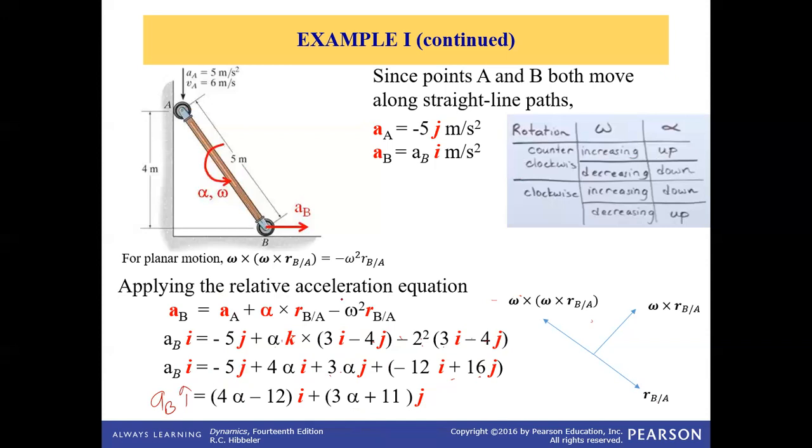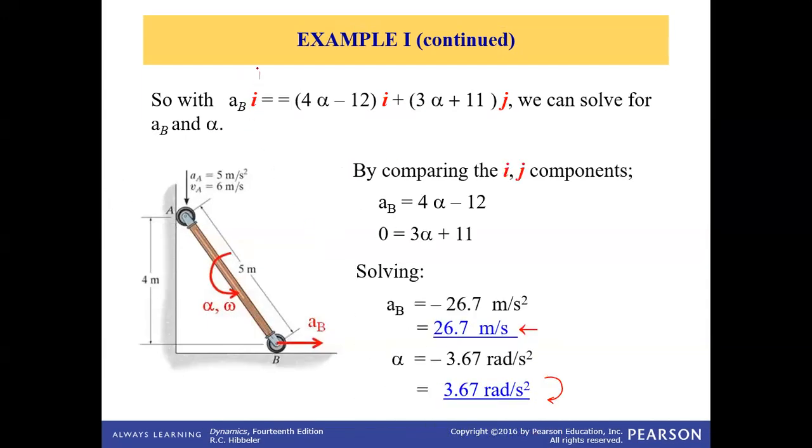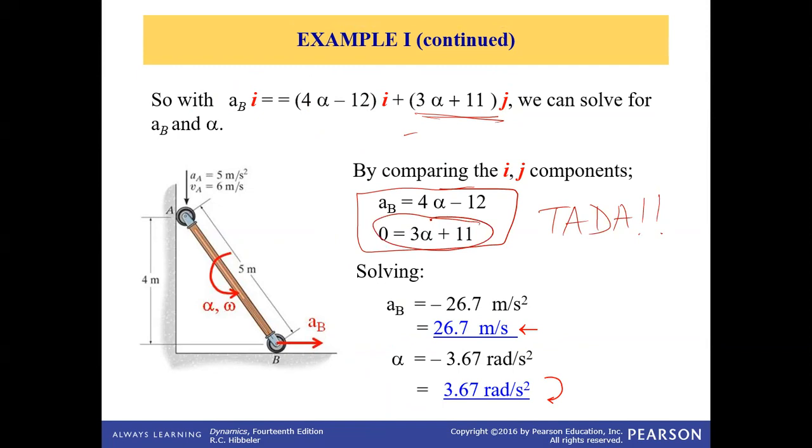Okay, so what do you do now? You can solve this equation now, comparing I and J coefficients, right? So I have this from the previous slide. Now I can solve for I and J. For the I, what do you get? AB equals 4 alpha minus 12, right? Then you have J component is 0 on the left-hand side. So that's why 0 here. How many equations? How many unknowns? 2 equations, 2 unknowns. Ta-da. From here, you can find alpha. Then plug this in here. You can find AB. So we found both of them. We found alpha. We found AB.